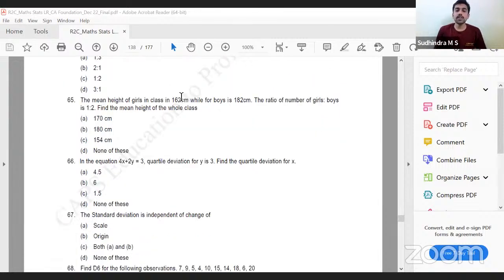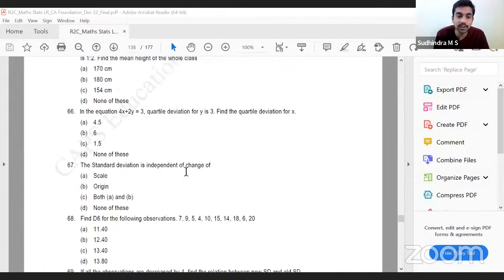Next one. Standard deviation is independent of change of scale or origin? Yes, independent of change of origin. Next one. Find D6 for the following observations.